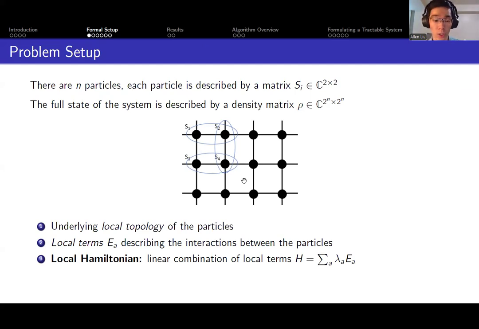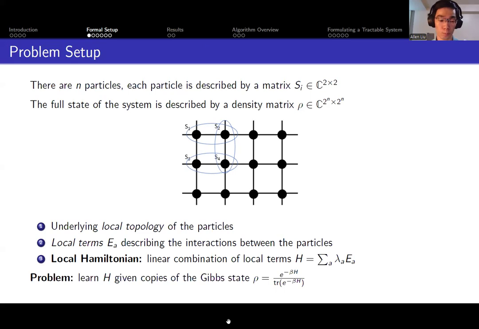Now, there are a few constructions that we need to develop to define this problem of Hamiltonian learning. So first, there's some underlying local topology of the particles. And then there are these local terms, say E_A, that describe the local interactions between the particles. And finally, there's this notion of the local Hamiltonian, which is the linear combination of local terms describing the interactions between all of the particles.